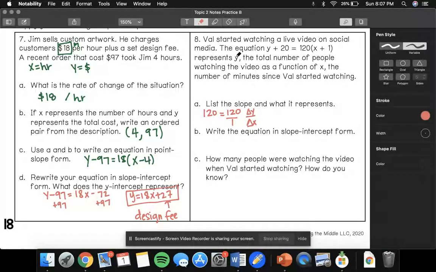So they're saying that y represents the total number of people watching, and the x represents the number of minutes Val watched. So this slope could represent 120 new people watching the video every minute Val started watching.